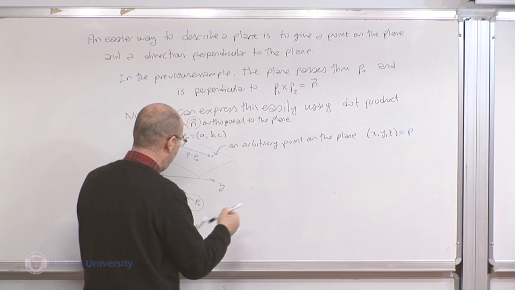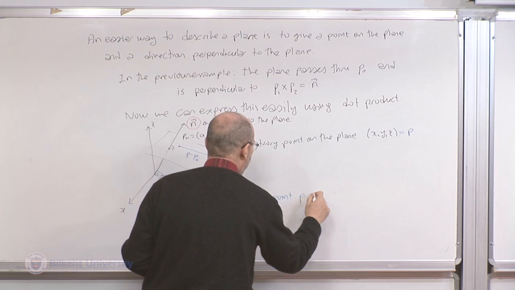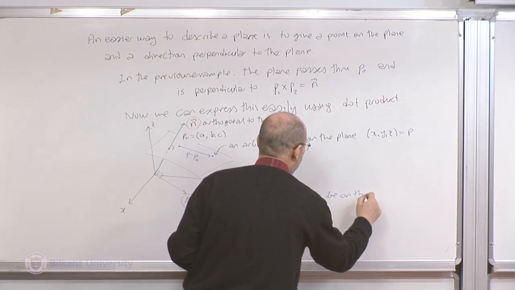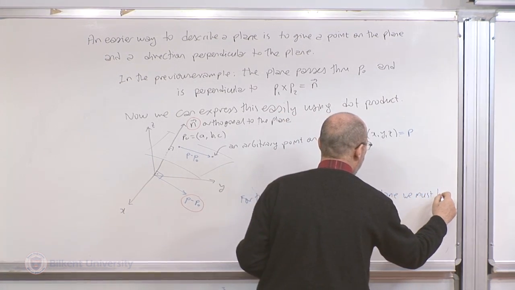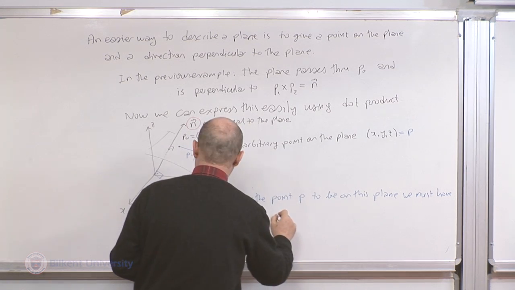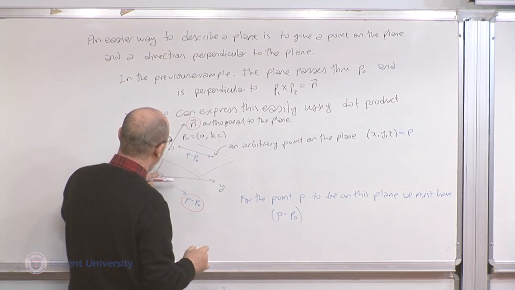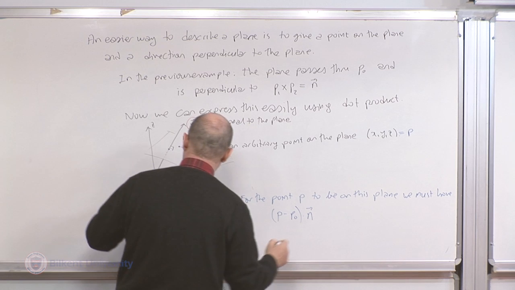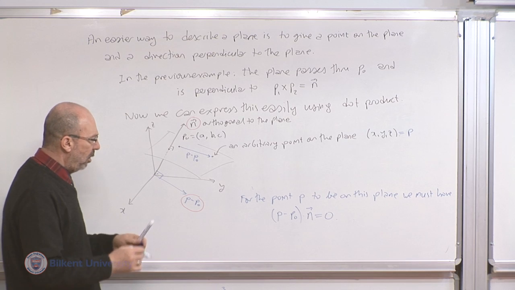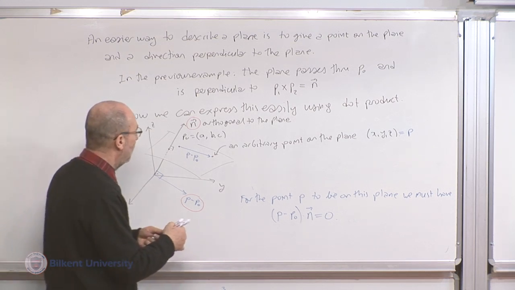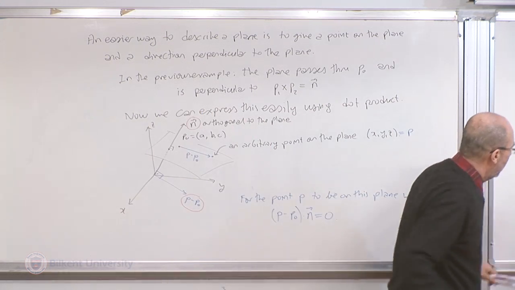So for the point P to be on this plane, we must have P minus P sub 0, this vector, dot product with n equal to 0, since they are perpendicular. Okay, so let us write this in that form.